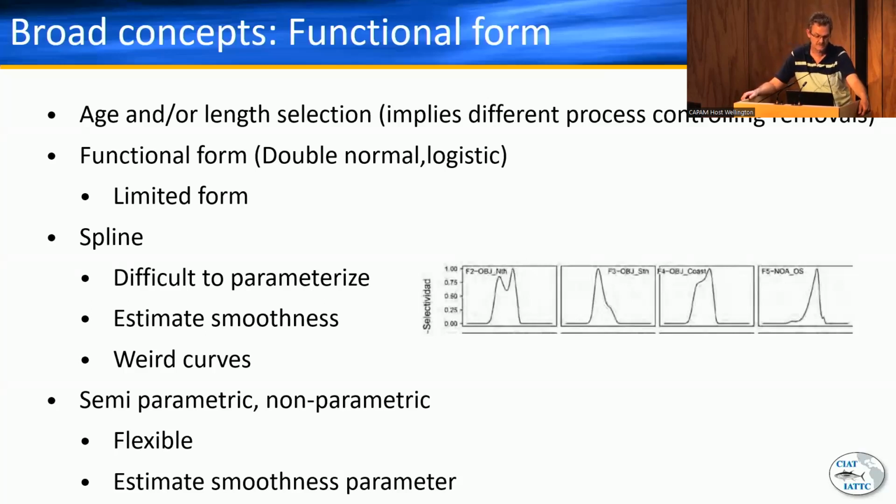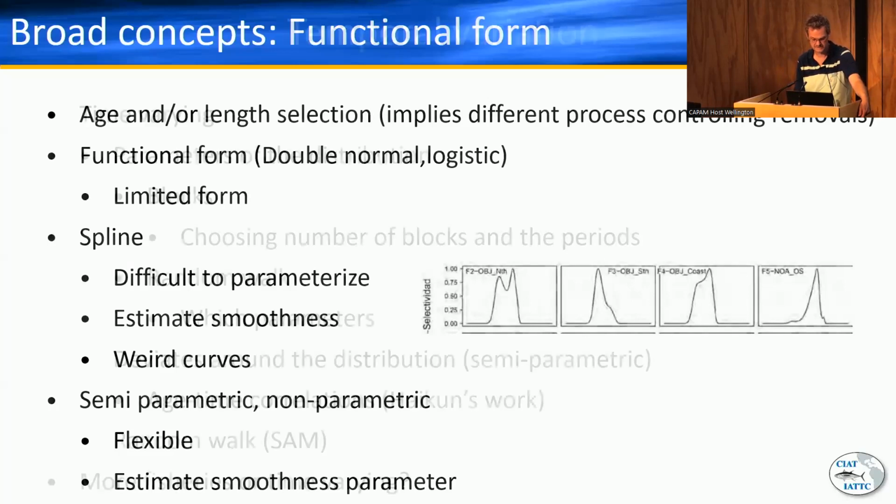Something that's more flexible are splines, which several packages use. I personally find them difficult to parameterize. You're typically not estimating a smoothness parameter, you're just fixing that, so there's quite a lot of arbitrariness in it, and you get some weird curves. Then there's more non-parametric or semi-parametric approaches, and these are quite flexible, but again, you should be estimating a smoothness parameter, which is difficult unless you're doing random effects type modeling.